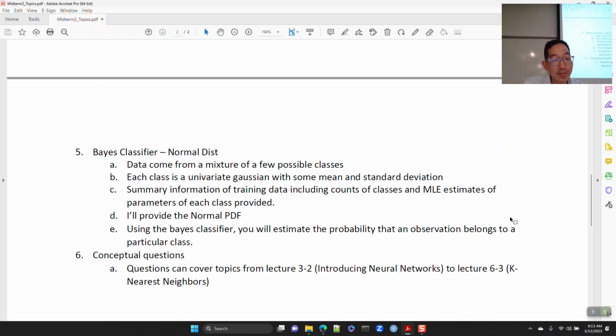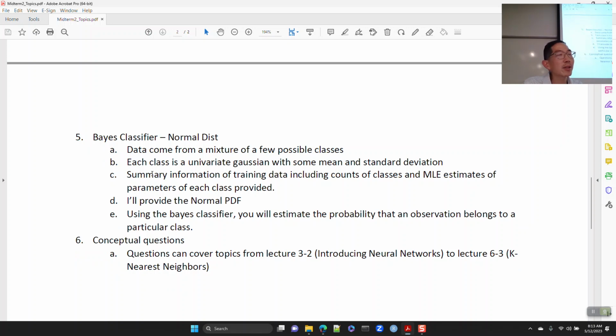Similar thing, this one is for the normal distribution. In class we've been doing a multivariate normal, and here it's pretty much the same thing, but it's going to be univariate, because multivariate by hand is a little bit tougher. So you'll have a mixture of a few possible classes. Class A has mean 10 and standard deviation 1, and class B has mean 12 and standard deviation 3. And then you get an observation at, say, 11.